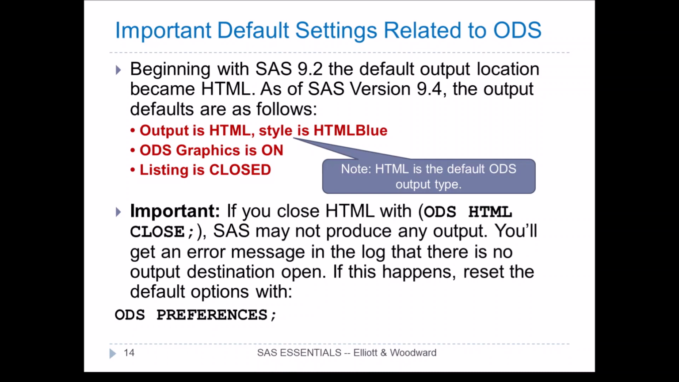If you close HTML with ODS HTML close, SAS may not produce any other output there. So since it's the default one, we typically don't have to say ODS HTML unless we want to send it to a specific file. But if you do that and then you close it, and then you try to run SAS again without any ODS output specified, then you may get an error message that there's no output destination open. If that happens, you can reset the default options with this command, ODS preferences;. So if you're using ODS HTML in a program, it's often good to put this ODS preferences as the last command in your file.